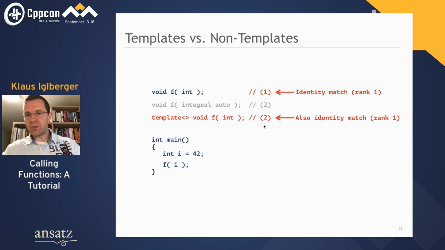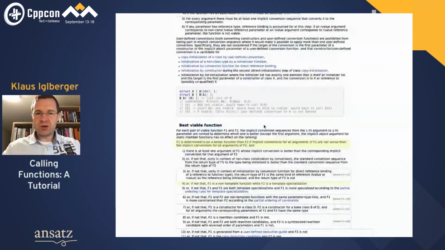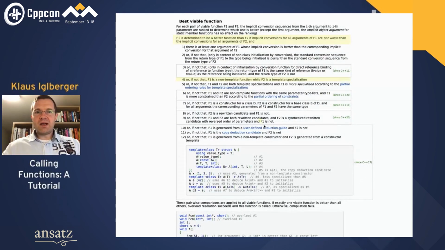So, of course, both would now be ranked 1. Again, there's a special rule in the overload resolution set of rules. So, it is this one: f1, function 1, is determined to be a better function than f2 if implicit conversions for all arguments of f1 are not worse than the implicit conversions for all arguments of f2, and, special case, f1 is a non-template function, while f2 is a template specialization.